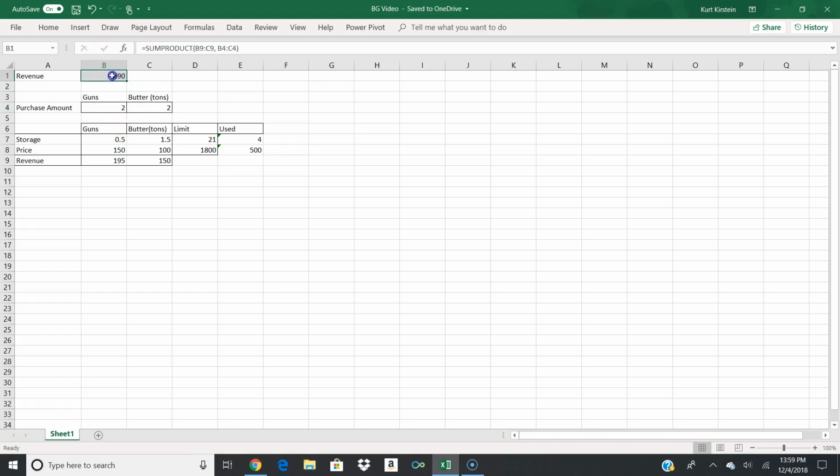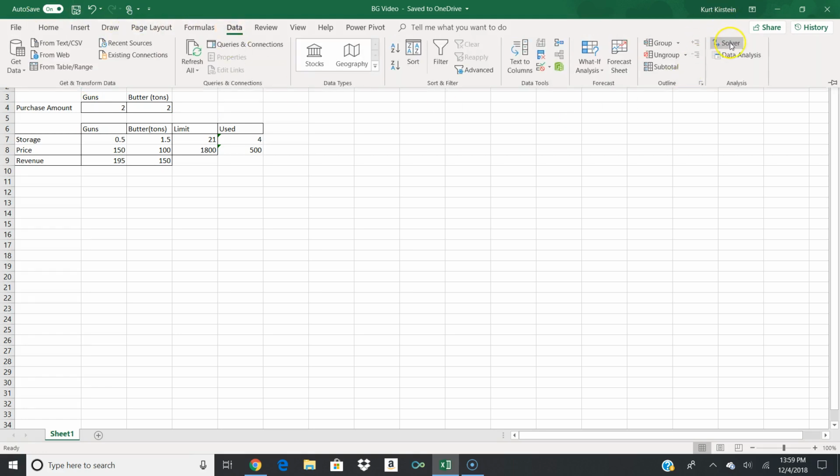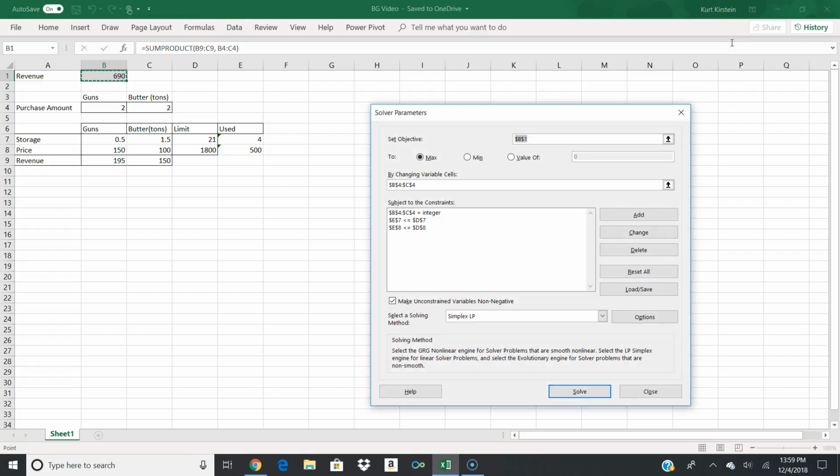So we can go to our revenue, which is our objective, and bring Solver up. I have Solver already ready for you. I'll let you set this up on your own when you get your own file. Remember, one of the first things we talked about was the objective, and the objective is here. It is $B$1, which means it's an absolute reference to cell B1. That is what we are optimizing, what we're solving for.